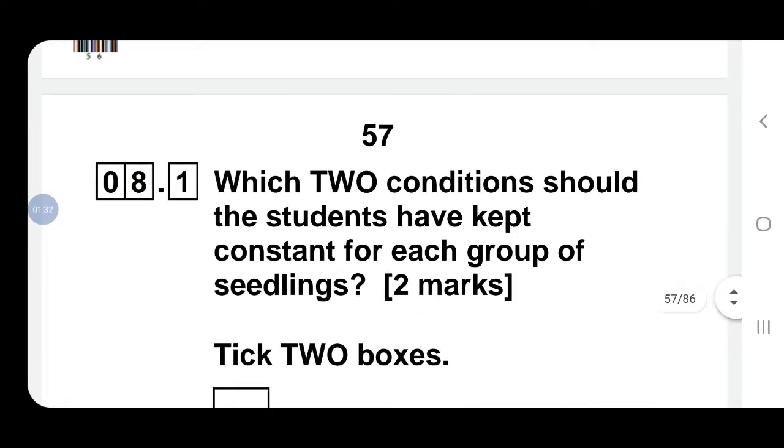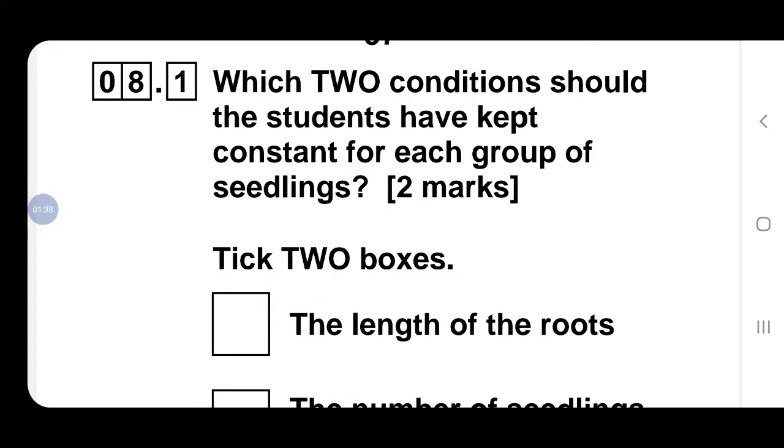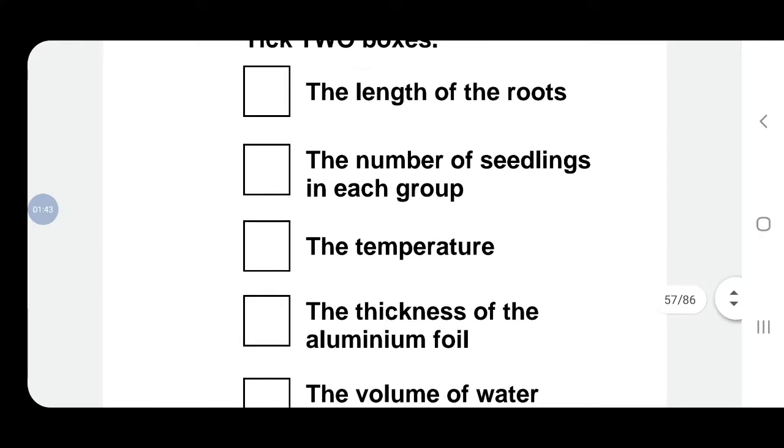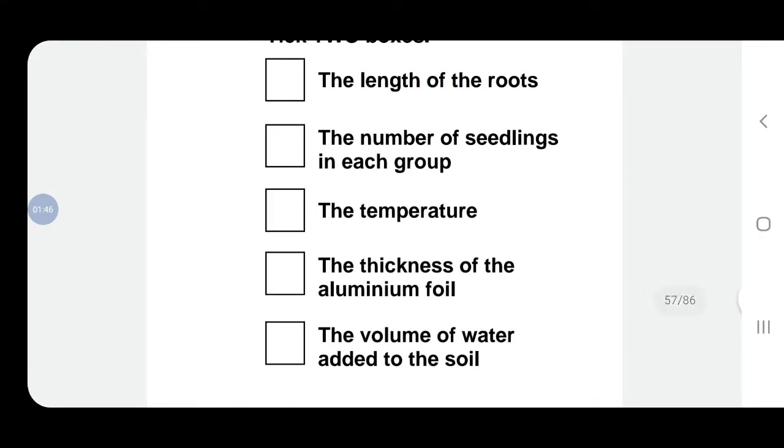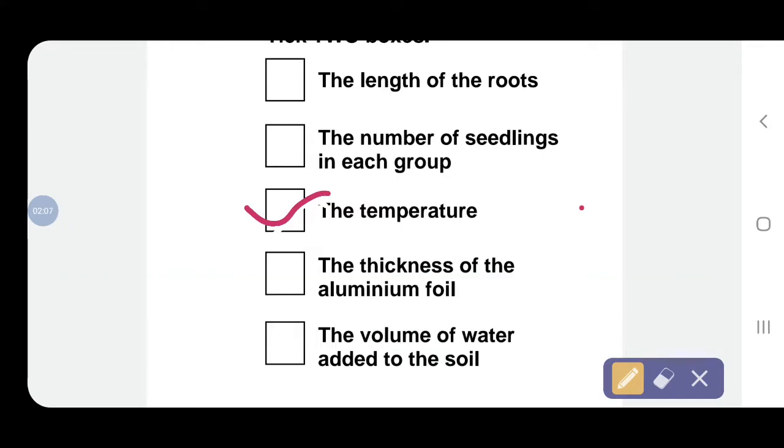Let's see the question. Which 2 conditions should students have kept constant for each group of seedlings? Tick 2 boxes, so you need to find 2 answers here. Number 1, I'm choosing here, using red color. This is the temperature. And another answer, the volume of water added to soil. So these are the 2 correct answers.